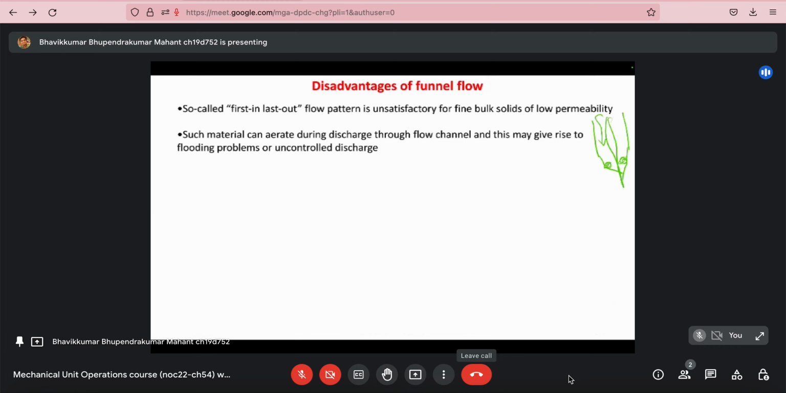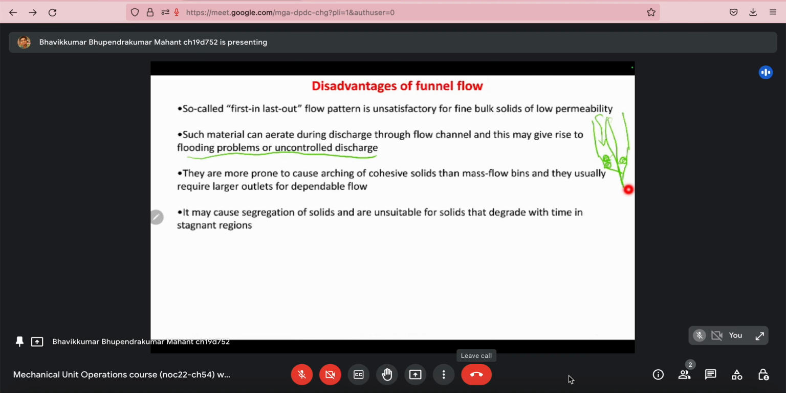Such material can aerate during discharge through the flow channel, and this may give rise to flooding problems. So here some air pockets can be generated, and then it will go into flooding problems or uncontrolled discharge. There will be no control on the discharge over there. They are more prone to cause arching of cohesive solid than mass flow bins, and they usually require larger outlets to prevent flow problems.